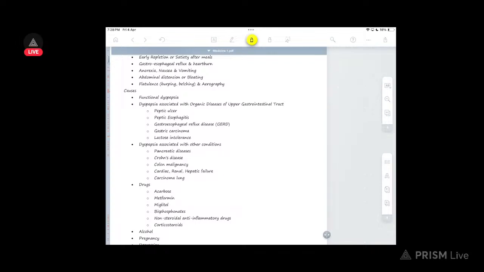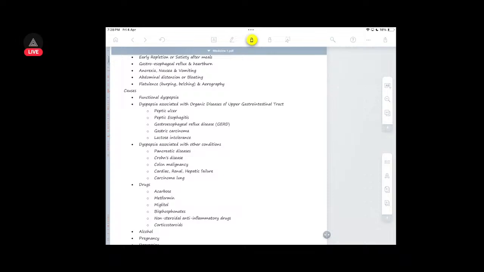Okay, now you have dyspepsia associated with organic diseases of the upper GI tract, which may be peptic ulcer, it can be peptic esophagitis, gastroesophageal reflux disease, GERD, it can be gastric carcinoma, it can be lactose intolerance.